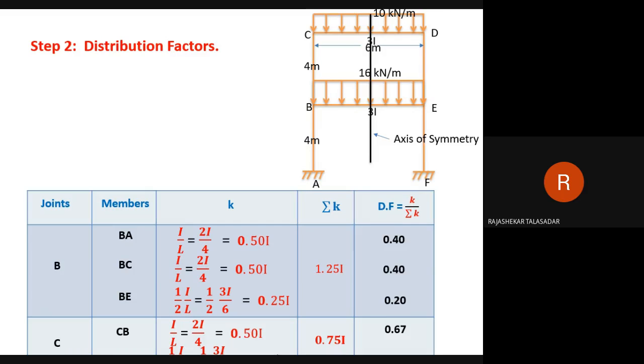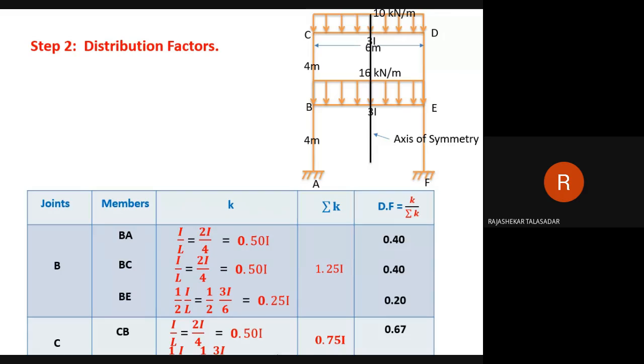But what is K of BA now? It is I by L because the far end is fixed. As I told, the I is given but not typed properly. I of BA is 2I, L is 4. So if you simplify this, you will get 0.5I. Similarly, BC is also 2I by 4. It will be 0.5I. When you come to BE, what should be the K of BE now?